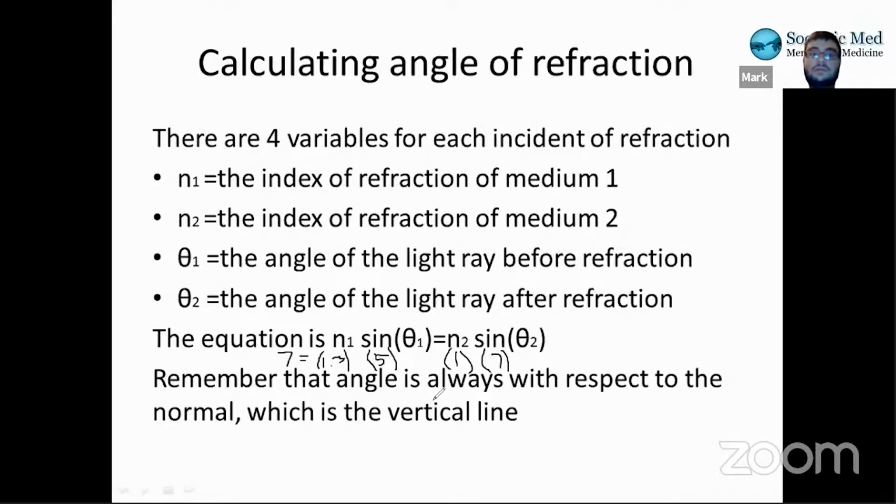And there is the difference between angle of reflection and angle of incidence. Angle of incidence is the one that goes in. Angle of reflection is the one that gets reflected. The angles are the same, right? The value of the angles is the same.